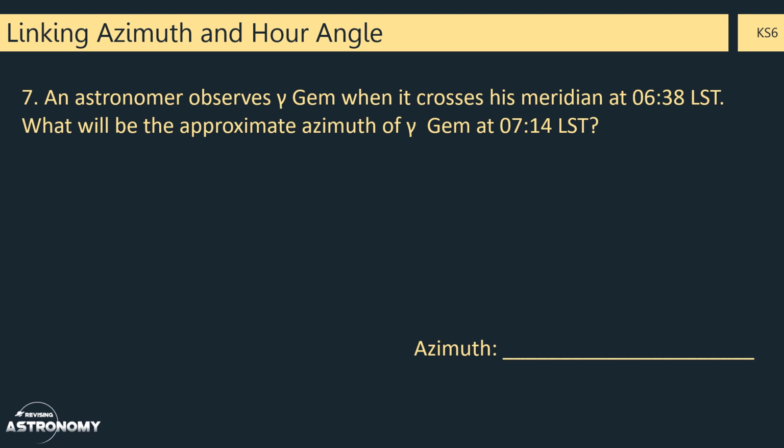And 7, an astronomer observes Gamma Gem when it crosses his meridian at 6:38 local sidereal time. What will the approximate azimuth of that star be at 7:14? So again, if we think about how we're drawing it, the astronomer observed the star when it crossed the meridian at 06:38. We want to know the approximate azimuth, where it will be at 07:14. So again, we want to find out how much time has passed between 6:38 in the morning and 7:14, which is 0 hours and 36 minutes.